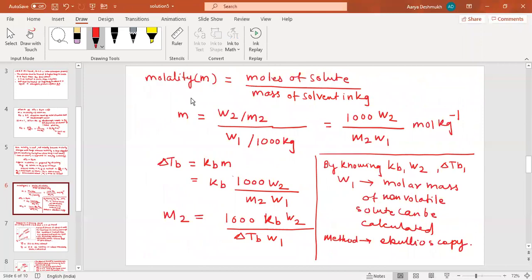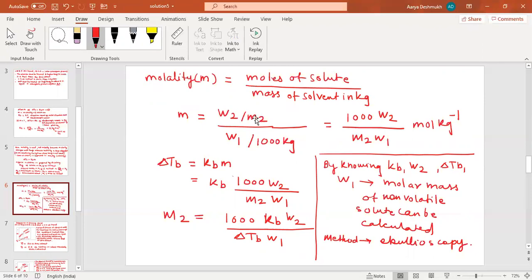Then molality, was it molality? Molality is denoted by small m. This is nothing but moles of solute divided by mass of solvent in kg. So molality will be equal to moles of solute, which is W2 upon M2, and mass of solvent in kg means W1 per 1000 kg. So you can write it this way: 1000 into W2 divided by M2 into W1.